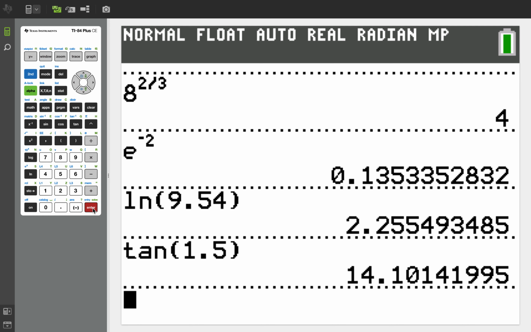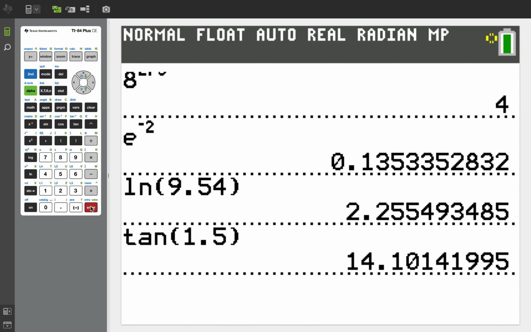Okay, and then our next problem is secant. So secant isn't one of the functions that's available to us, but secant is the inverse of cosine. So I can do fraction bar, so I can do 1 over cosine of 2. That's how I would do secant.